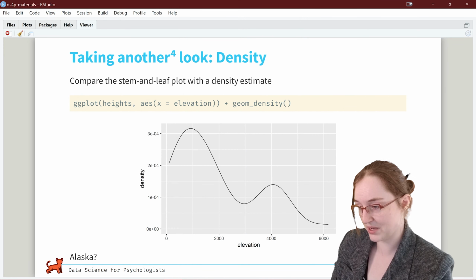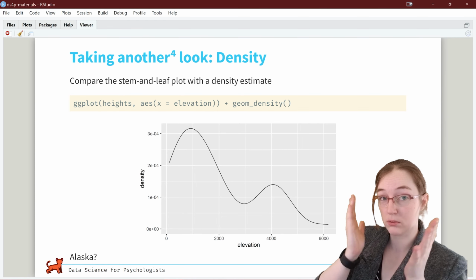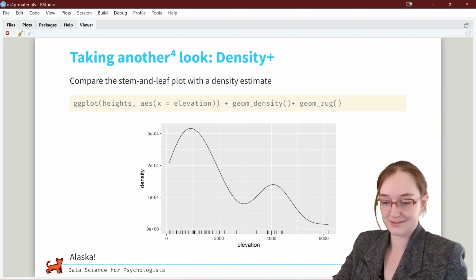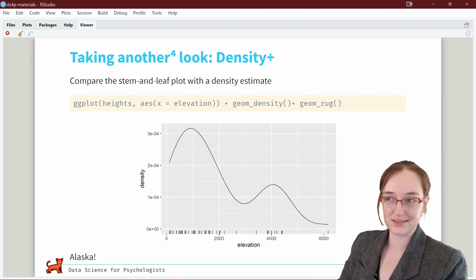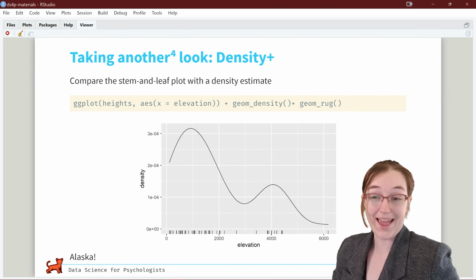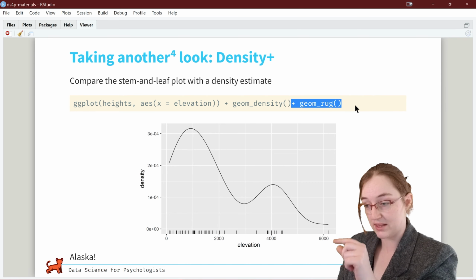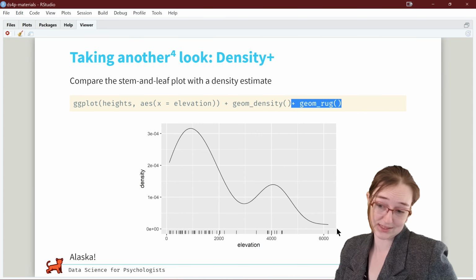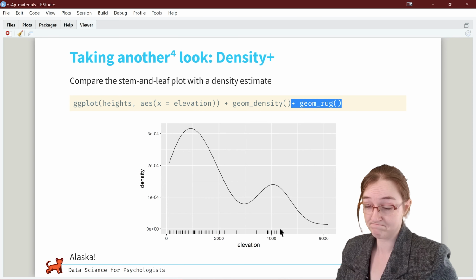Oh wait, I have an animation. Alaska, where could it be? Ooh, here we go. There it is. Right there, in case you missed that. So we got density, plus we added an additional visualization piece, this little rug that shows you where all the spots are. So we got Alaska right here, then we got our Rockies in this chunk here, and everybody else.